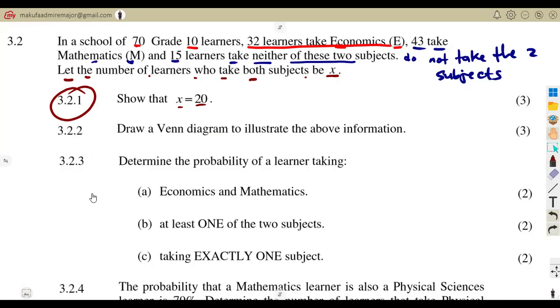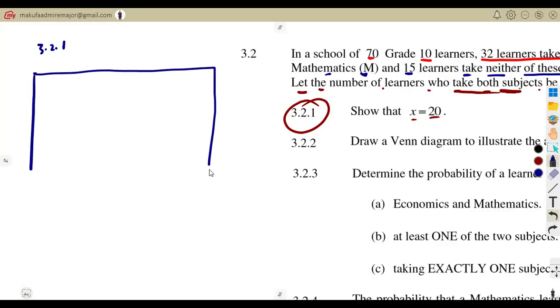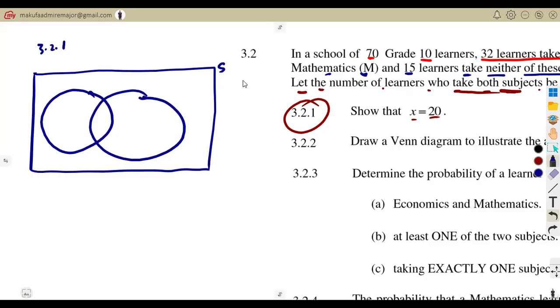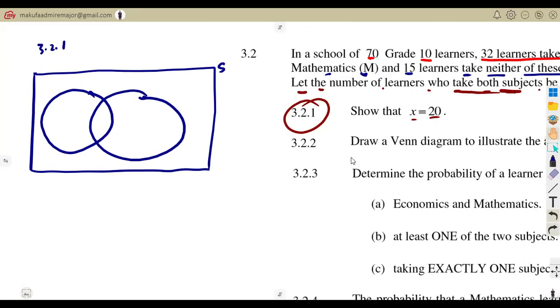3.2.2 is another question. So these sets, they have an intersection because we have got those learners who take both subjects. So if we have this in terms of our Venn diagram, I'm going to present that way so that it can be easier for us to understand here. We're supposed to have something like this in terms of X. So sample space, and we've got learners that are taking mathematics. Okay, the first one, it was economics. So let's start with the way that we are given. First one, it was economics. Then the other one, it was mathematics.